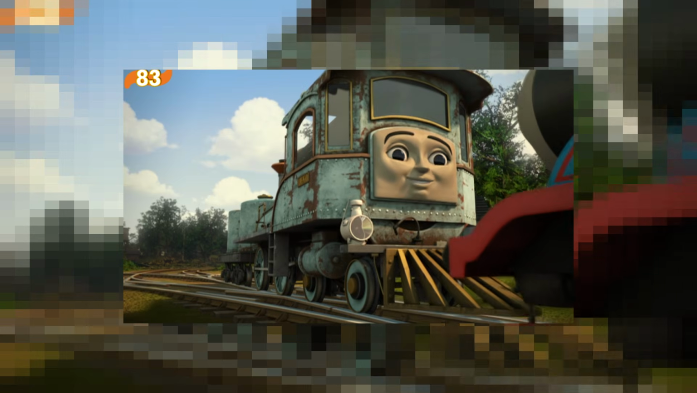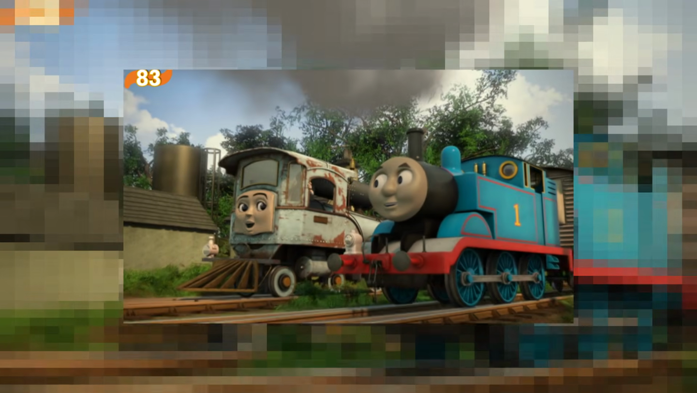Oh yeah, he's also the only character to ever have a lisp. Despite Lexi having an American basis, for some reason she's given a Scottish accent.